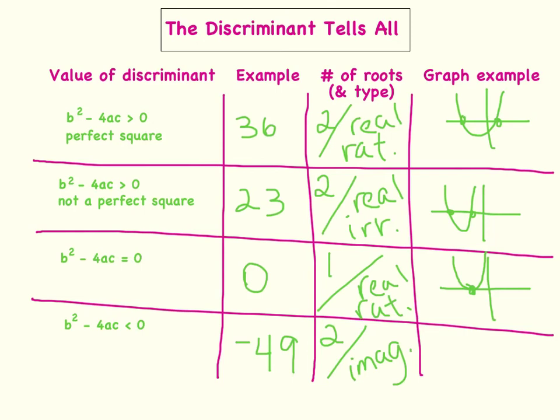The graph of this type of discriminant will look something like this. It'll be a parabola, and it will be above, or it could be below like that. In either case, the parabola will not touch or cross over the x-axis, and so the roots are considered imaginary.